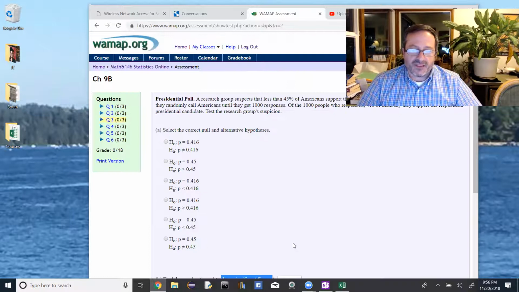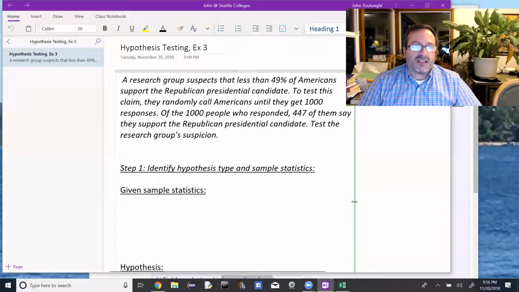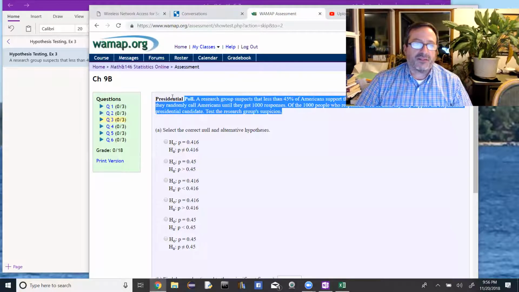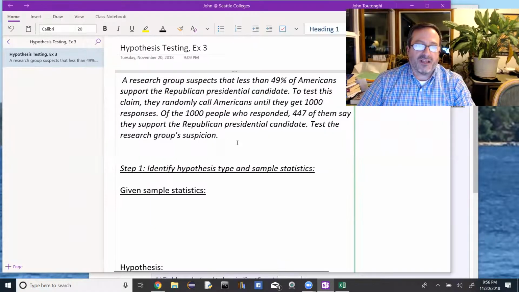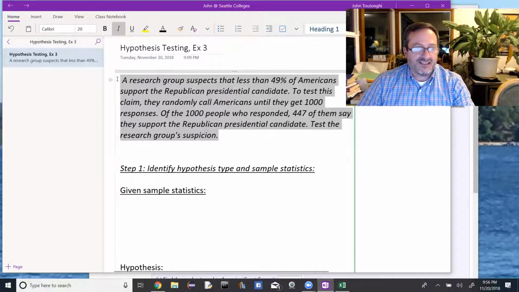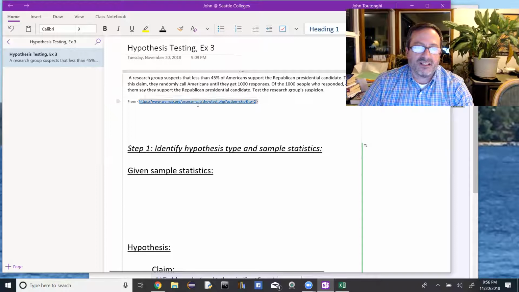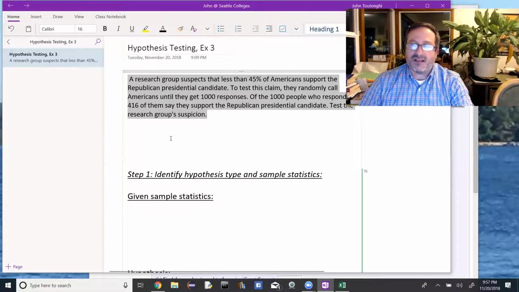So switch over. I've copied the problem here. It says a research group suspects that less than 49% of, oh, this is the wrong problem, sorry. I changed the problem, so we'll copy this out. I didn't change it, but when you log back into WAMAP, it changes it. And to tell you the truth, I've actually already done this problem once in a video, but it took half an hour, and I made a mistake, so I figured it's better to redo it correctly. Hopefully it won't take quite as long.